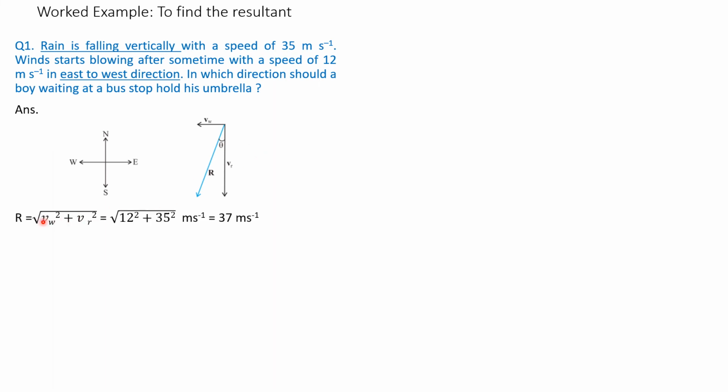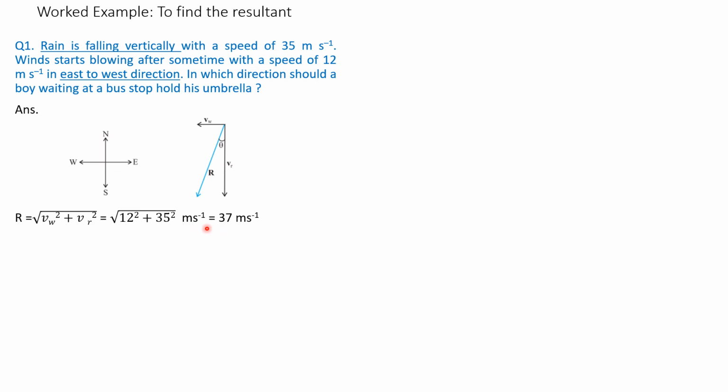So the resultant is given by R is equal to square root of VW square plus VR square. R is the hypotenuse, VW is the opposite side, and VR is the adjacent side. So therefore R is equal to square root of VW square plus VR square, and substituting the given values we get R is equal to square root of 12 square plus 35 square, and its unit is meters per second.